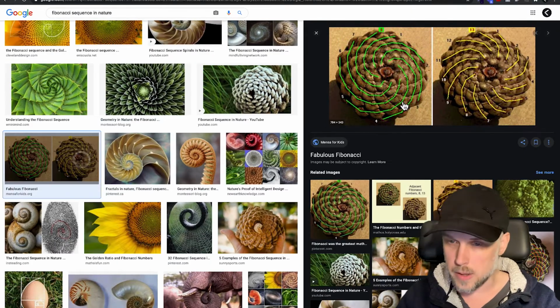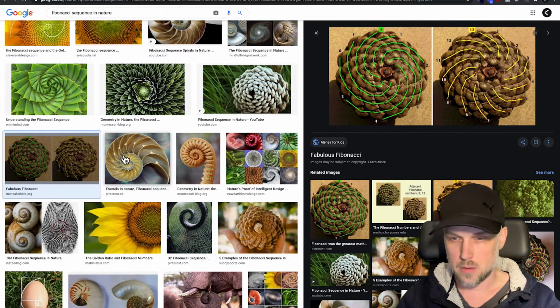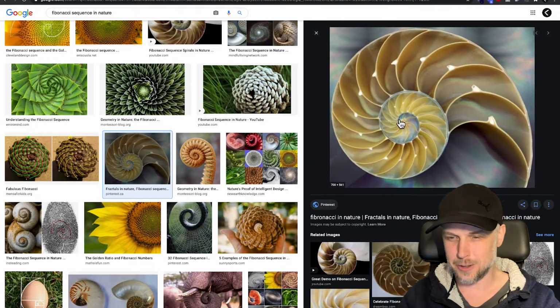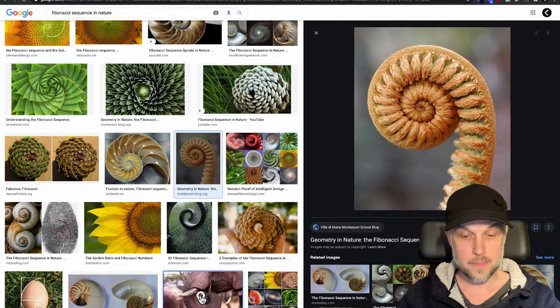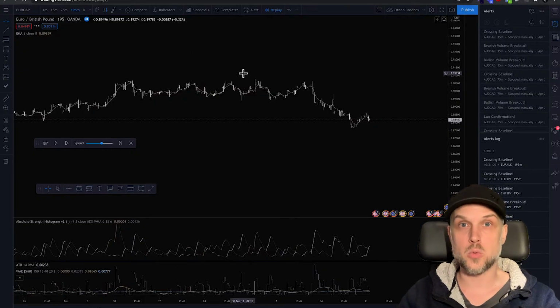Oh, here's where I actually counted out. 13 this way, 8 the other way. They'll take a look at this and be like, look at the beautiful ratio. Amazing how this just occurs in nature. And guess what? It actually occurs on the charts as well.